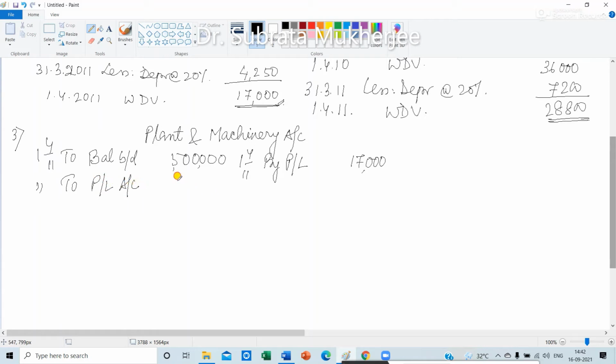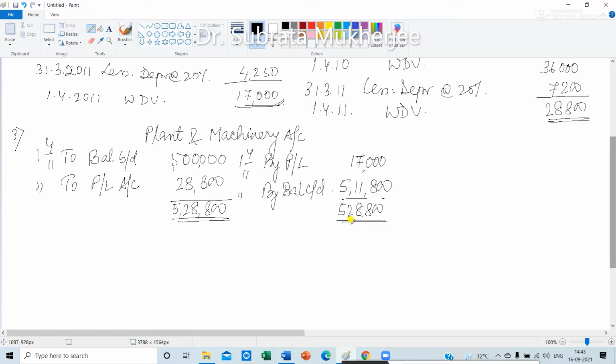So to PL account is 28,800. So your journal entry is PL account debit to plant and machinery, and plant and machinery account debit to PL. So we got the actual balance of plant and machinery on 1st April 2011. So this is 5 lakh plus 28,800, and this is also 5 lakh 28,800. So the actual written down value of plant and machinery on 1st April 2011 is 5 lakh 11,800.